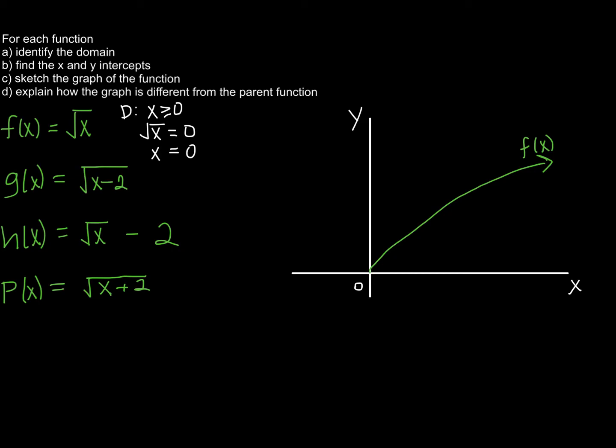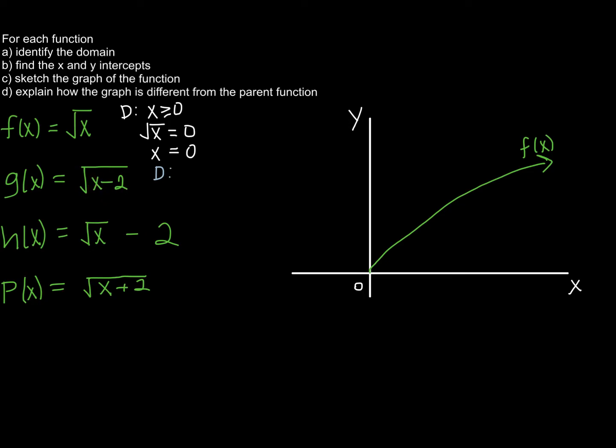Okay? So let's try and do the same thing here. Let's take a look at g of x. I'll use a different color. First off, let's think about the domain. Well, the domain are going to be all the x values that will keep my radicand positive. So what would make this radicand negative?